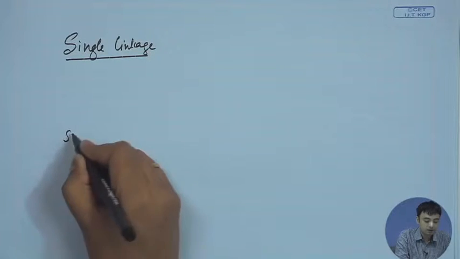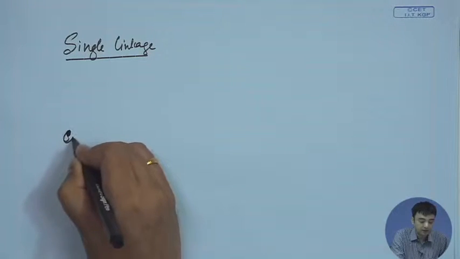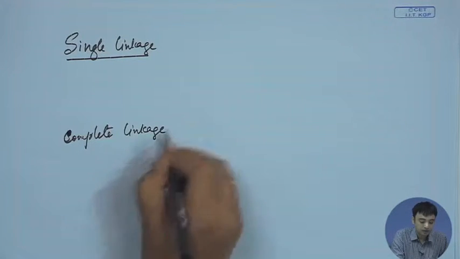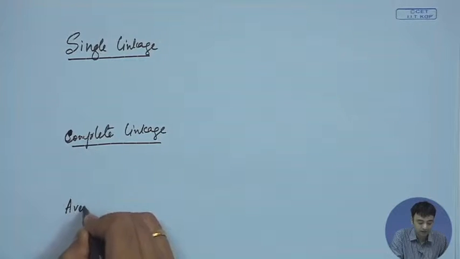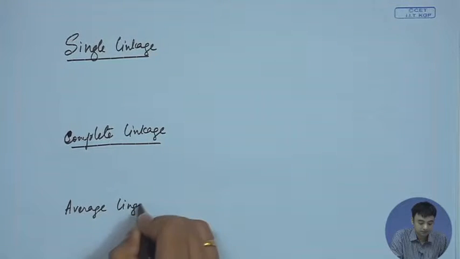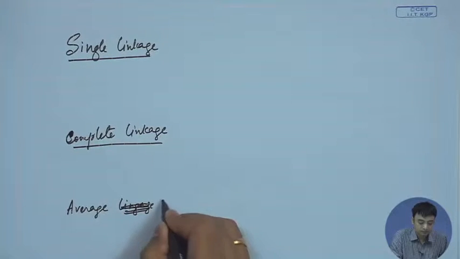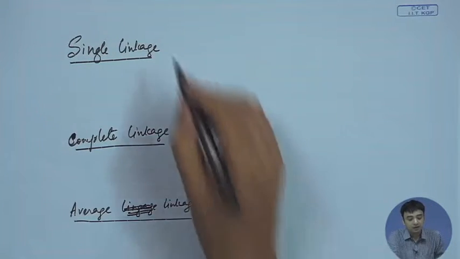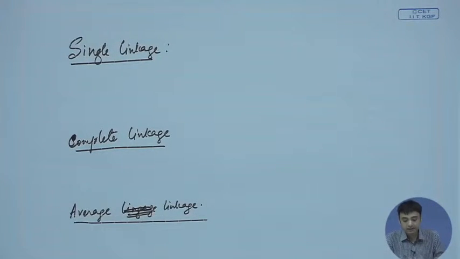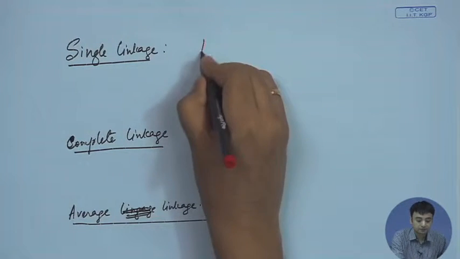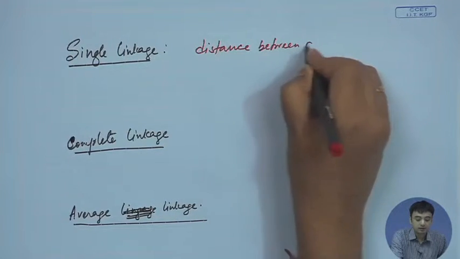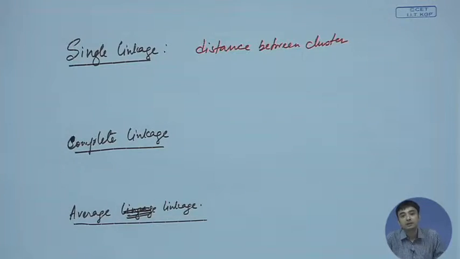The second one is called complete linkage. And the third one is called average linkage. So, in the single linkage idea, what you do is that the distance between the clusters is set to the minimum distance between all pairs across the two clusters.